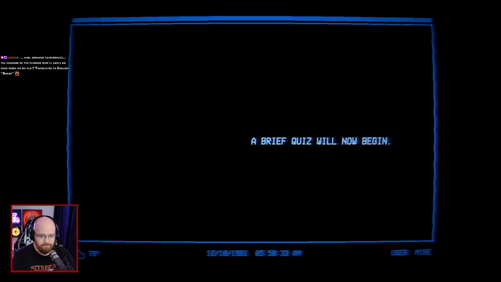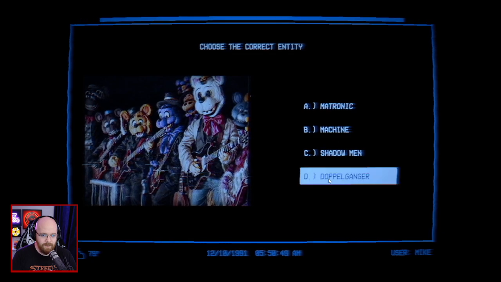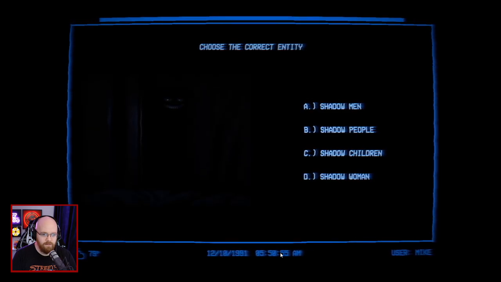A brief quiz will now begin. Oh god. I should have known there'd be a quiz. Begin. I'm on it. Choose the correct entity. That looks like a rake. That looks like a Matronic. Choose the correct entity. Matronic. You gotta read the question as well. It's very important in exams.